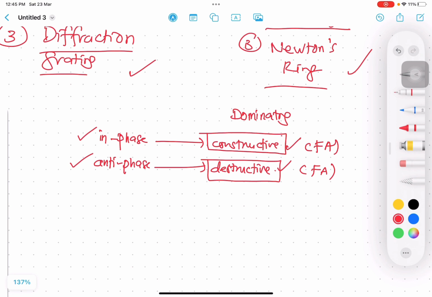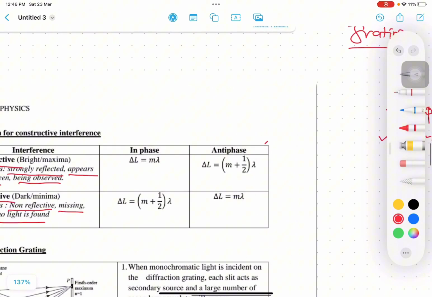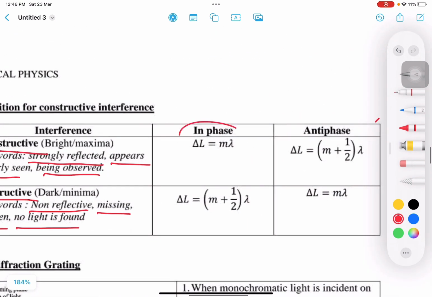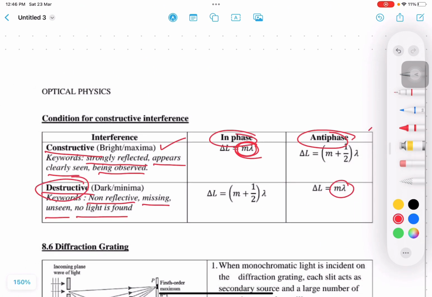So for constructive, we look at the bright side. For destructive, we look at the dark side. The formula for bright in constructive will be normal, whereas for destructive in anti-phase it will be normal too. It's not going to be complicated. For in phase, which is constructive, the formula is quite straightforward. Whereas for anti-phase, which is destructive, we don't have to add 1 over 2.